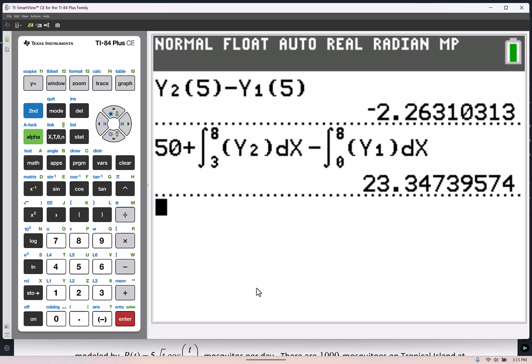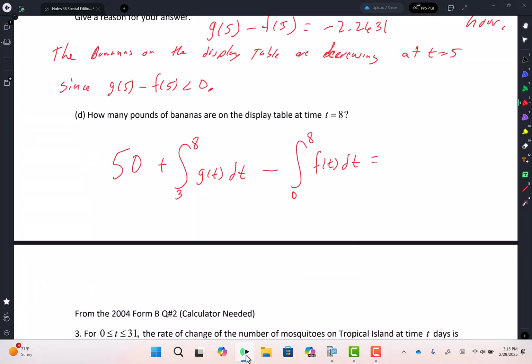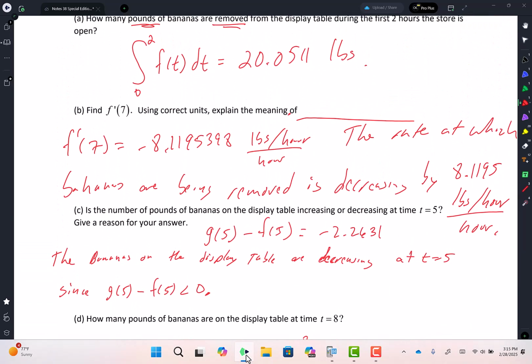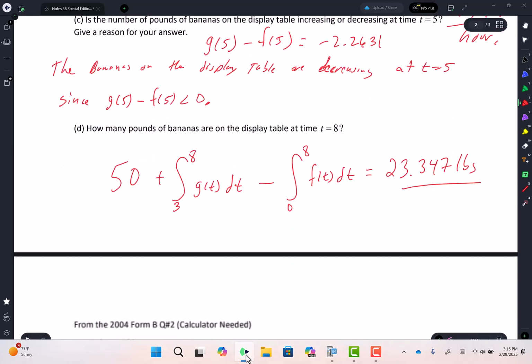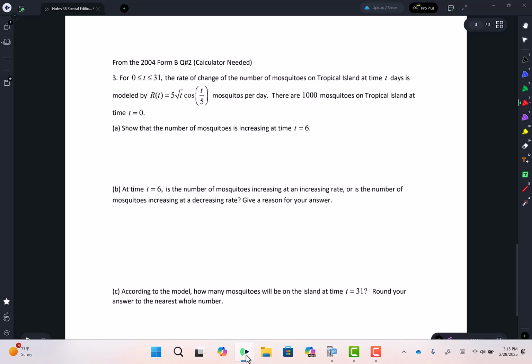And there it is, 23.34739. 23.347. 23.347 pounds. What do you guys think? Cool or not cool? Do you guys want to see the rubric, or are you okay with this one? Okay, let's go to the next one. We'll see the rubric for this one, guys.